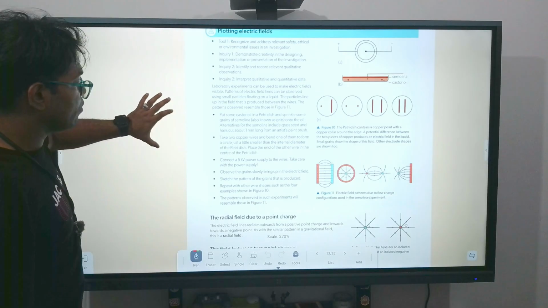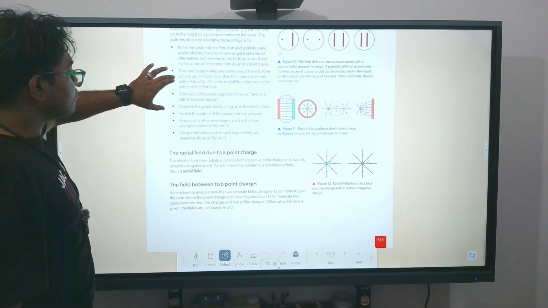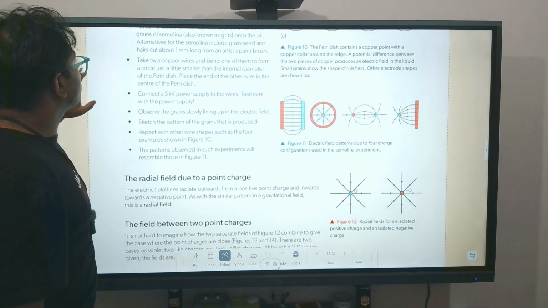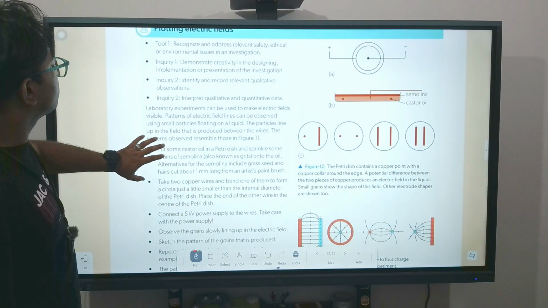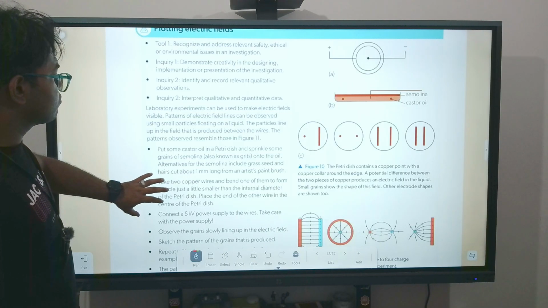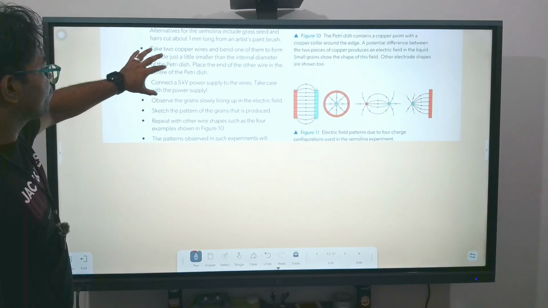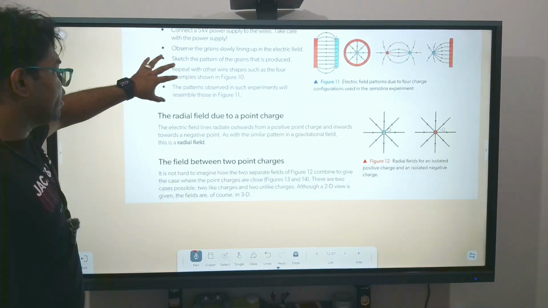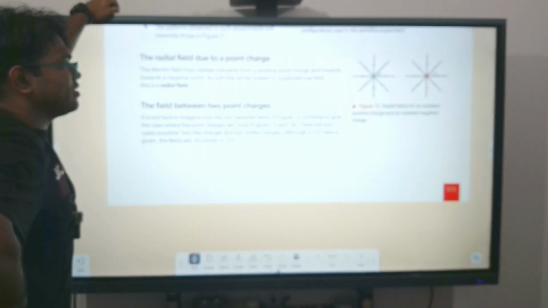Next, the radial field. Is this important? No, not required, not really. This is something that you must have already done in ninth and 10th class.